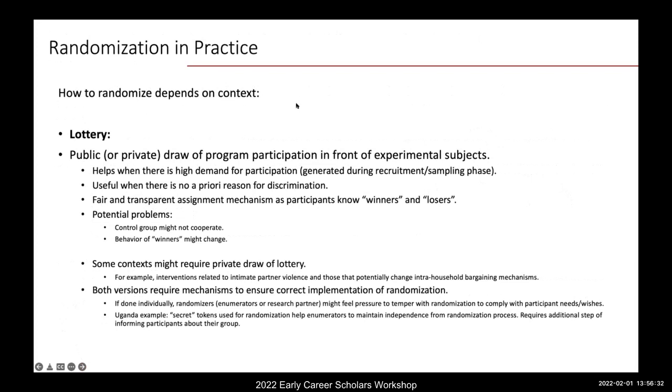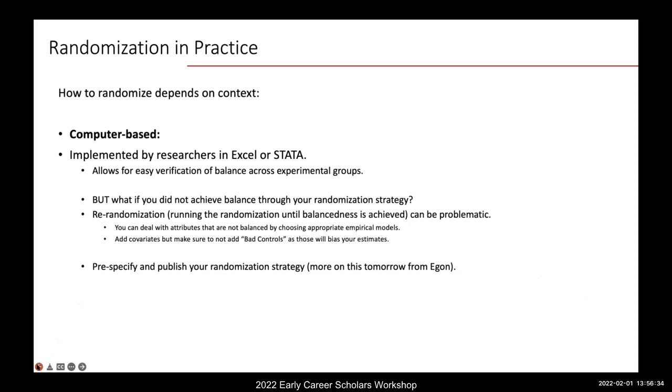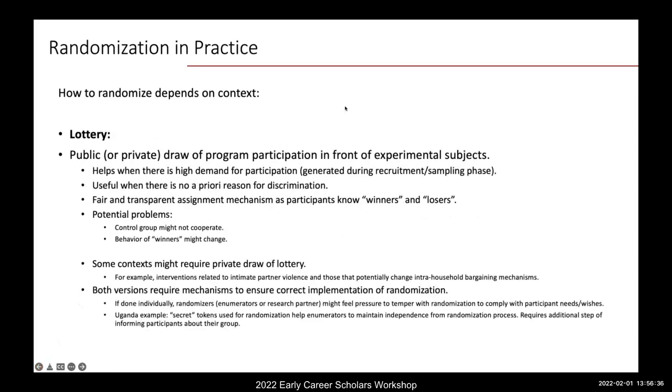Then quickly, before we take a break, we're going to talk about how to actually randomize in practice. You could do a lottery, which can be a private or a public draw of the program in front of the experimental subjects. Why would you do this? It helps when there's high demand for participation.